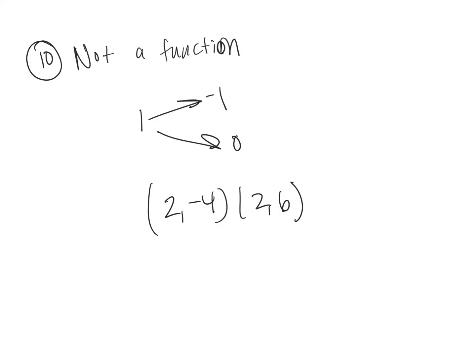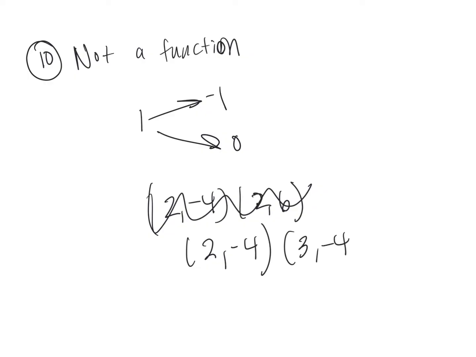Right. But you just said that. Oh, no, I'm sorry. I meant to say, you're right. I can have 2 go to negative 4, but I can also have 3 go to negative 4, and that would be fine. That's what I meant to say. Whew, you're right. I was saying that completely wrong. This would not be a function.